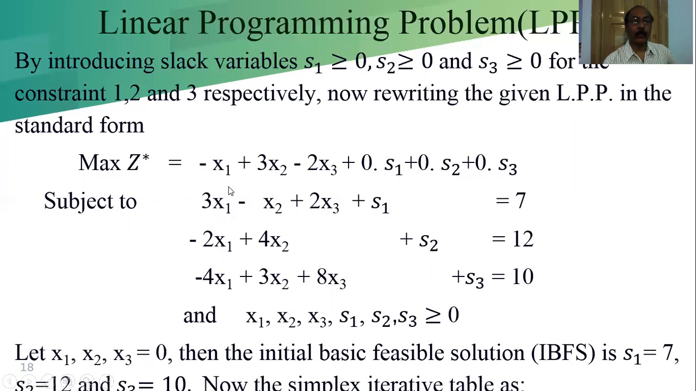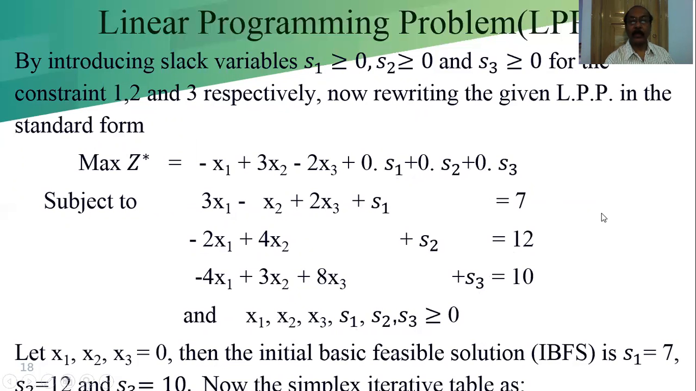First, to find the initial basic feasible solution, let us consider x1, x2, x3 equal to 0. Then what will we get? S1 is equal to 7, S2 is equal to 12, and S3 is equal to 10. That is our initial basic feasible solution. In the objective function we have 0 into S1 plus 0 into S2 plus 0 into S3, as usual, and x1, x2, x3, S1, S2, S3 are all greater than or equal to 0.